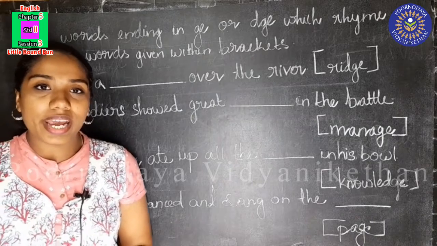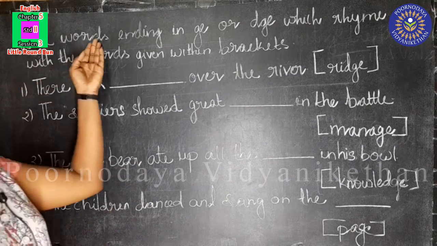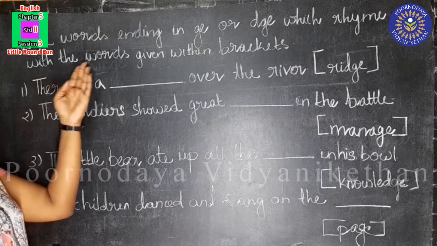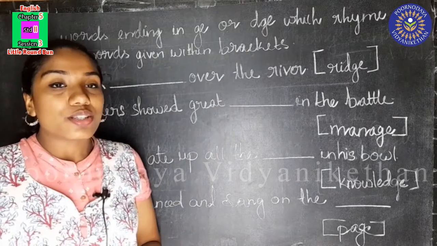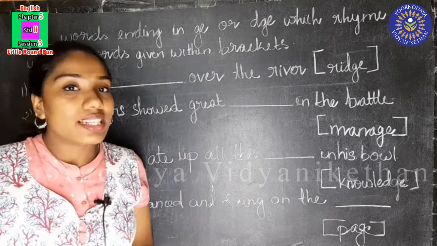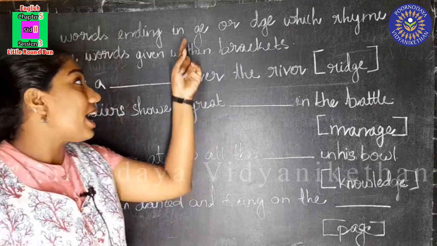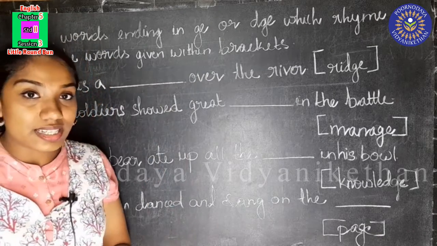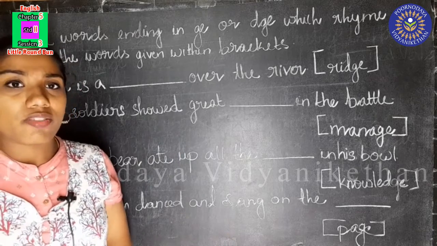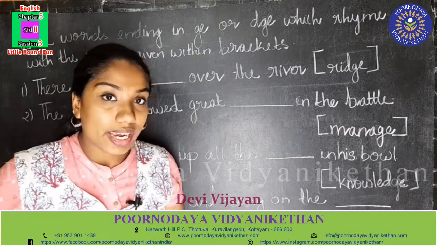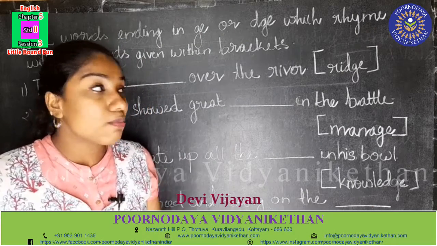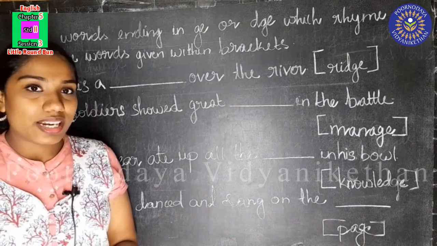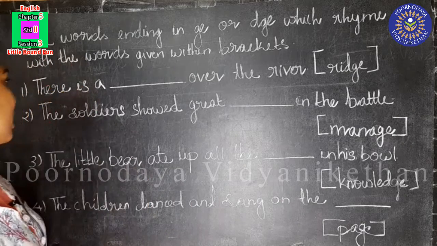Now, we are going to do an activity. See this, children. Write words ending in GE or DGE which rhyme with the words given within brackets. So we have already learned GE and DGE. Now we know where to add GE and where to add DGE. So here we have four sentences and some blanks are also given here. Some words are given in brackets and we have to find out the rhyming words of these words and write in these blanks. Did you understand? We'll do one, then you will understand it.